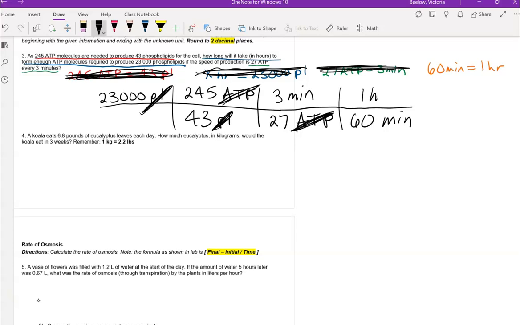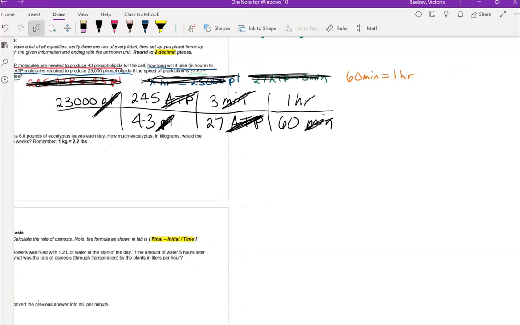And that is equal to 1 hour. Minutes cancel, and I'm just left with hours, which is what I wanted my answer in. So by the time you're done with your picket fence, all the units should cancel in the top and bottom besides the unit you wanted your answer in. And then also anything that was written above and below each other that you plugged into the picket fence must be equal to each other.